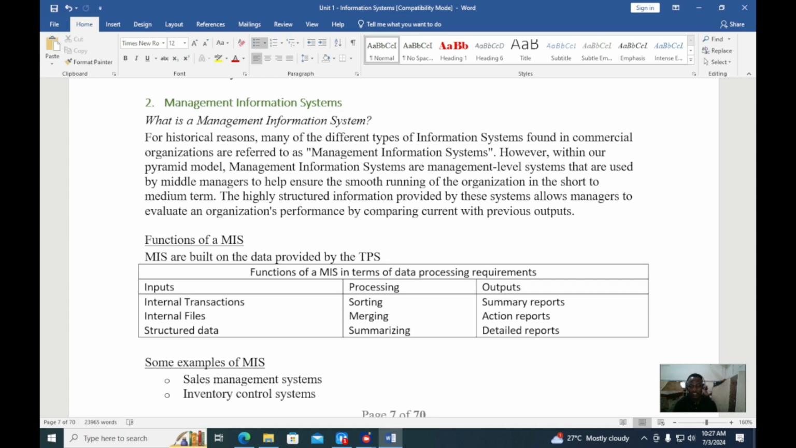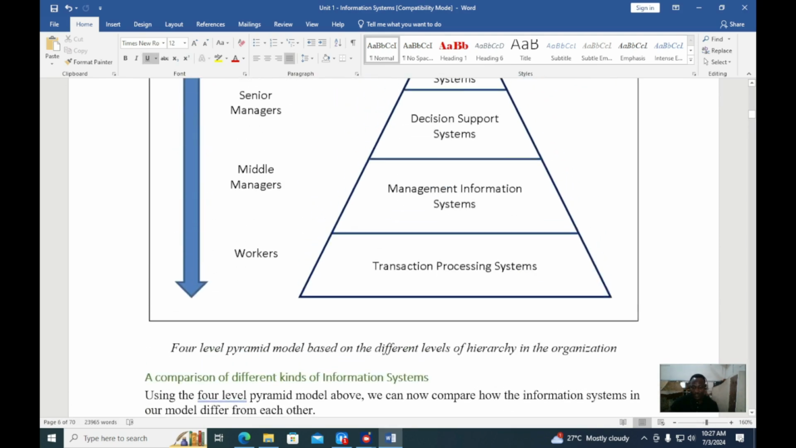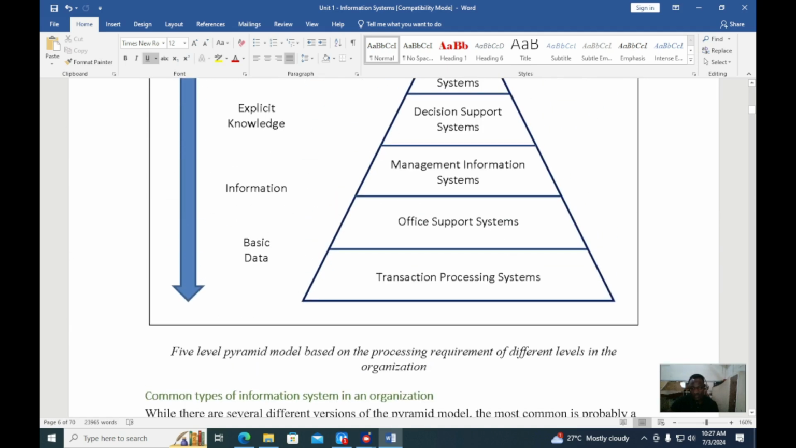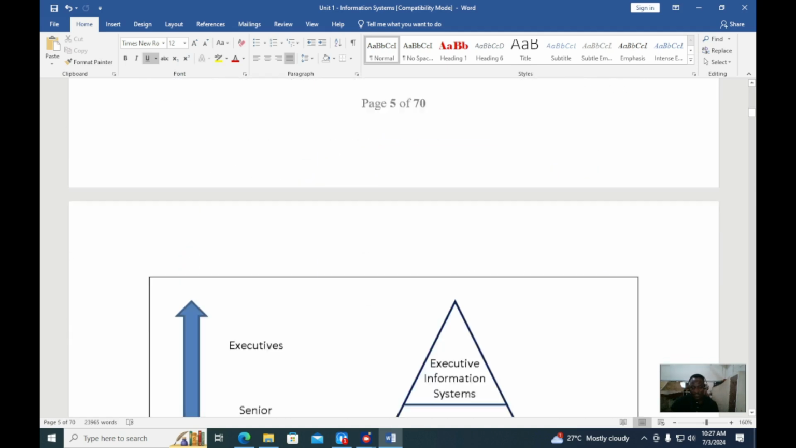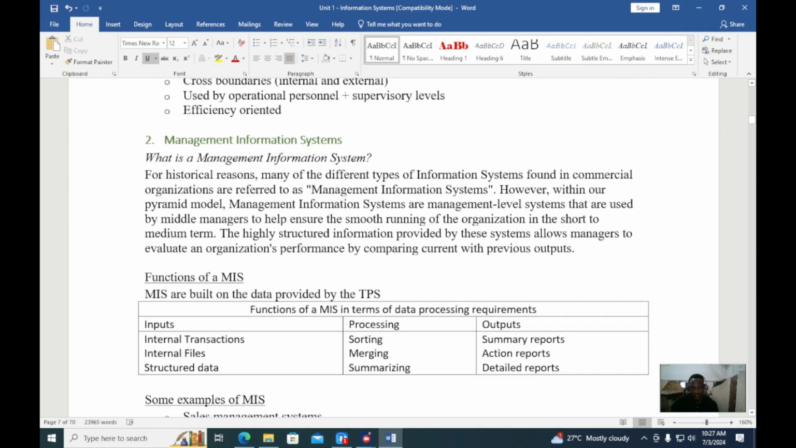But if you look at the management information systems, we don't have it in our pyramid model. Let me just take you back to our pyramid model. We do not really have that. You see, we have management information systems here, handled by the middle managers. Now this is a 4-level pyramid. But if you go to the 5-level pyramid, you realize that we do not have that aspect. In our pyramid model, we do not have management information system.